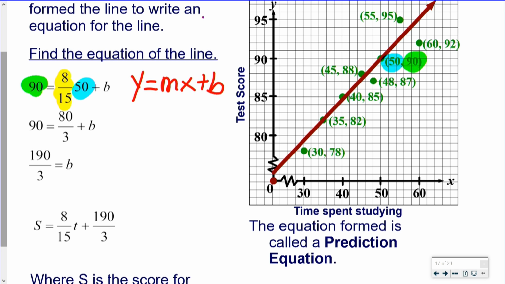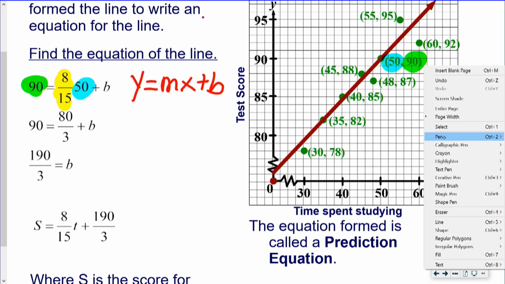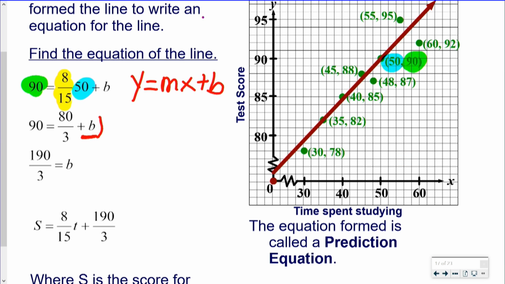To isolate the y-intercept, because again, we're looking for the y-intercept in this case, we have to do the inverse of adding 80 over 3. And the inverse is to subtract 80 over 3. And we're going to subtract that from 90. So 90 minus 80 over 3 is 190 over 3. That is where our graph is going to intersect the y-axis. Well, what does this mean? Now, 190 over 3, if I can remember, is around 63.3 repeating.